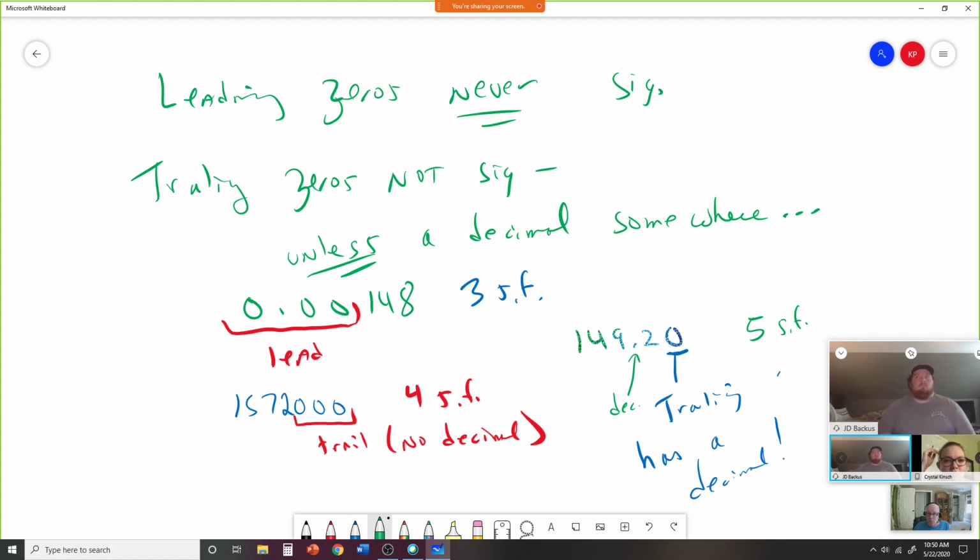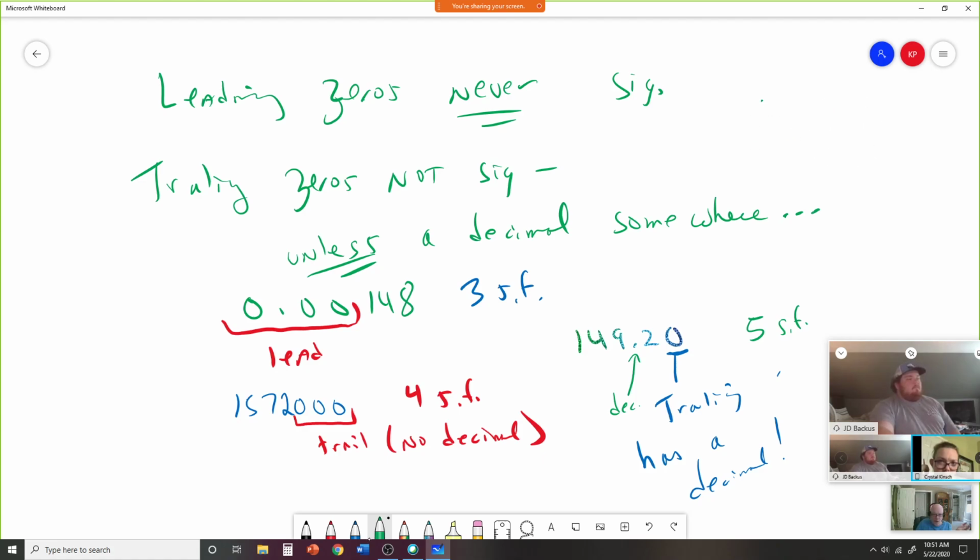Trailing zeros are not significant unless you have a decimal. 157200, there's no decimal, so the zeros don't count. 149.20, well, that zero is now a measured zero. You just happen to land on zero. It's like I step on the scale tomorrow, maybe it says 188.0. Does that matter? Well, yeah. It could have landed on 0.1. It could have landed on 0.6 like today. But it happened to land on zero. But there's a decimal there, so that makes it measured. It makes it significant. All right.